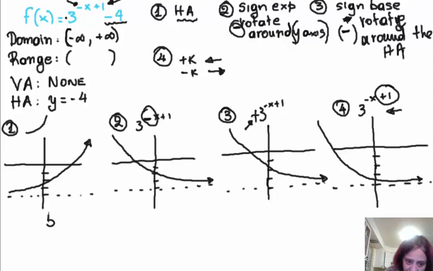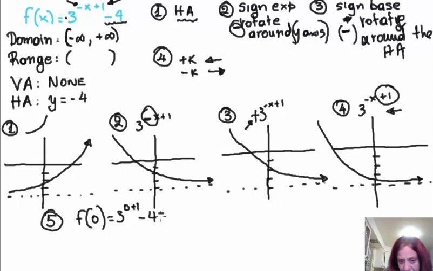And finally, the fifth step, I need to identify 2 points. The easiest to find is the Y-intercept, and there will always be a Y-intercept. So I plug in 0 for x and I calculate. And I have 3 to the 0 plus 1 minus 4. And this gives me 3 minus 4, that is equal to negative 1. So my Y-intercept is going to be (0, -1).